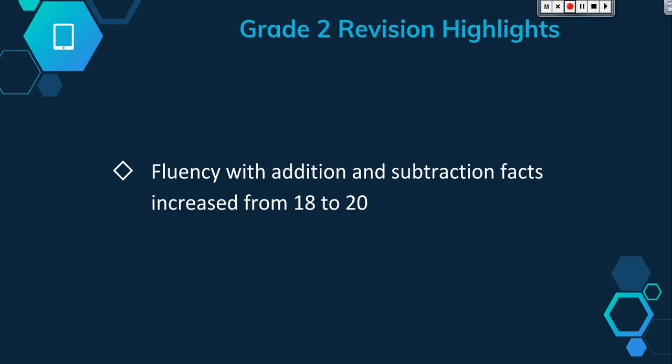Fluency with addition and subtraction facts increased from 18 to 20. In addition, beginning with the students moving to 2nd grade in fall of 2018, those students will only have been expected to be fluent with addition and subtraction facts through 10 in 1st grade. They still would have been expected to know the strategies to go through 20, but the fluency expectation is through 10.